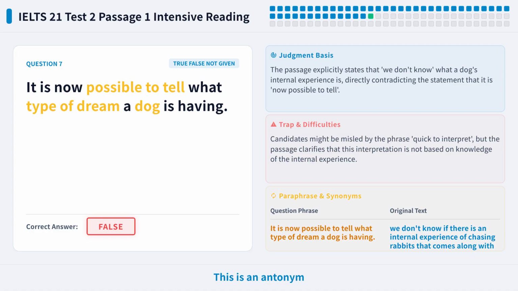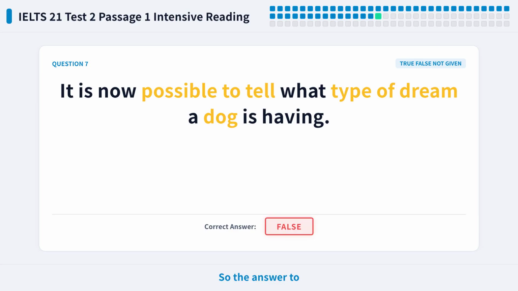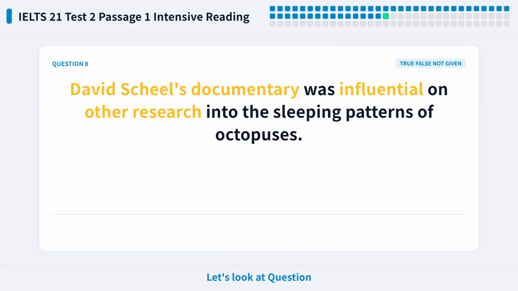This is an antonym replacement. So the answer to question 7 is false. Let's look at question 8.